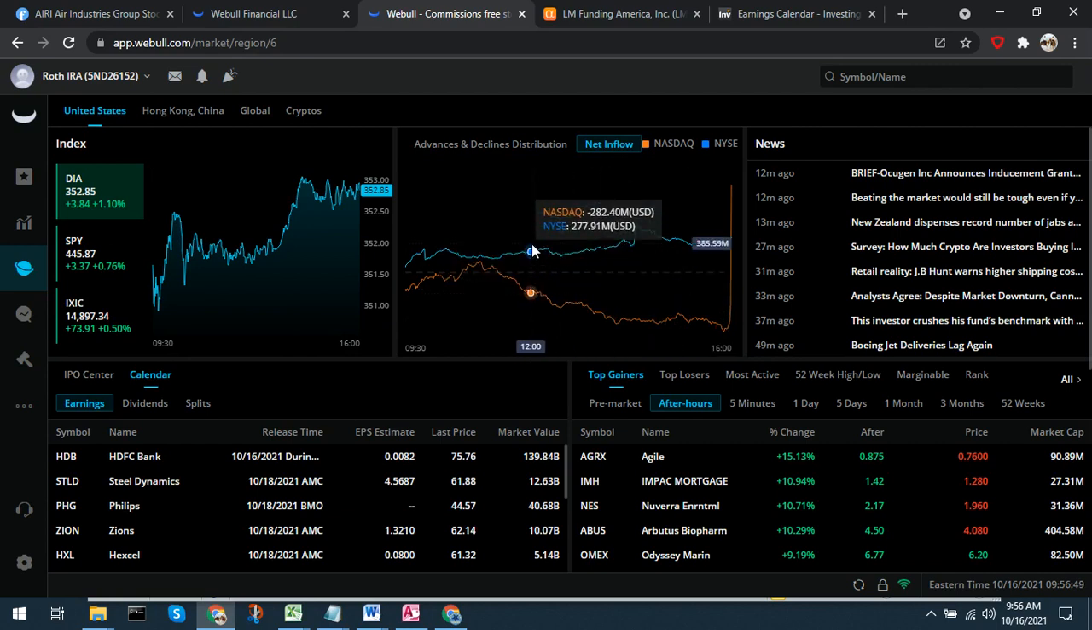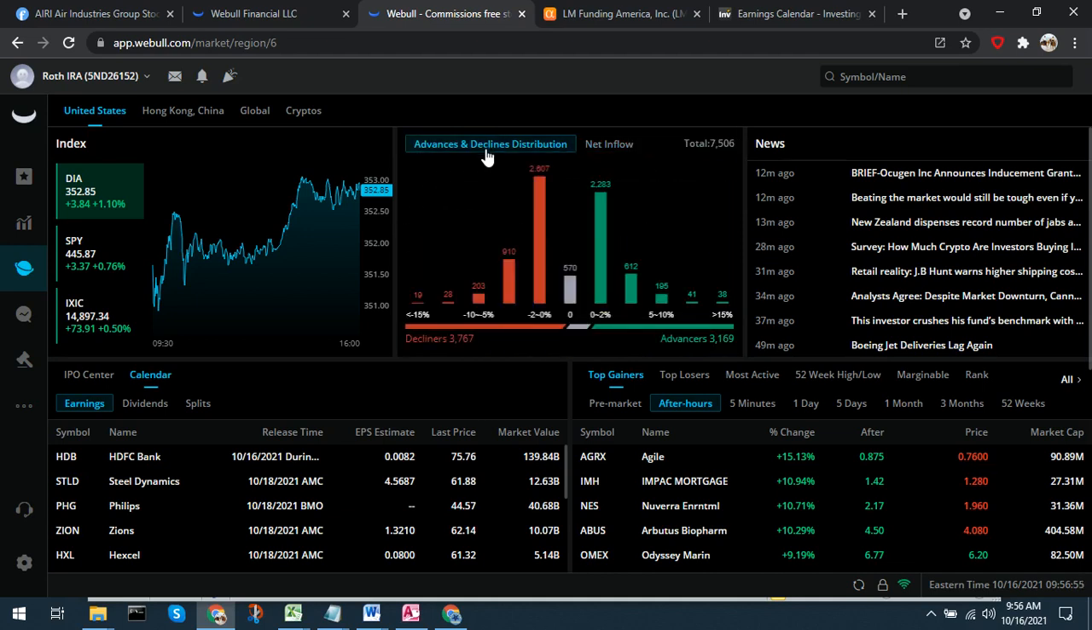Friday happened to be options expiration date. I expected more volatility. We didn't really get the volatility, but it looks like there was some significant inflows into the NASDAQ at the end of Friday.